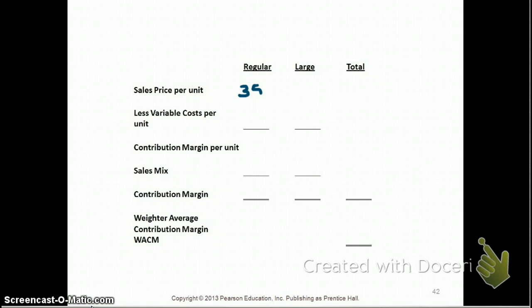Going back to your example, we know that regular posters we're selling for 35, large sell for 70. Variable cost of each is 21 and 40 respectively. If you can't remember, be sure to pause this video and go back and look at those numbers again. That will give you a contribution margin of 14 for regular and 30 for large posters. So your step 1 is to put your sales price for each item. Next, variable cost for each item, and contribution margin per unit for each item.